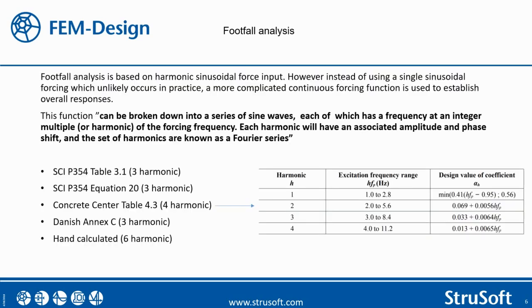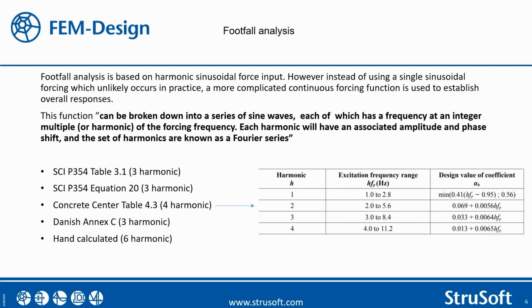Footfall analysis is based on harmonic sinusoidal force input. However, instead of using a single sinusoidal forcing, which unlikely occurs in practice, a more complicated continuous forcing function is used to establish overall response. This function can be broken into a series of sine waves, each of which has a frequency at integer multiple or harmonic of the forcing frequency. Each harmonic will have an associated amplitude and phase shift, and the set of harmonics are known as Fourier series.